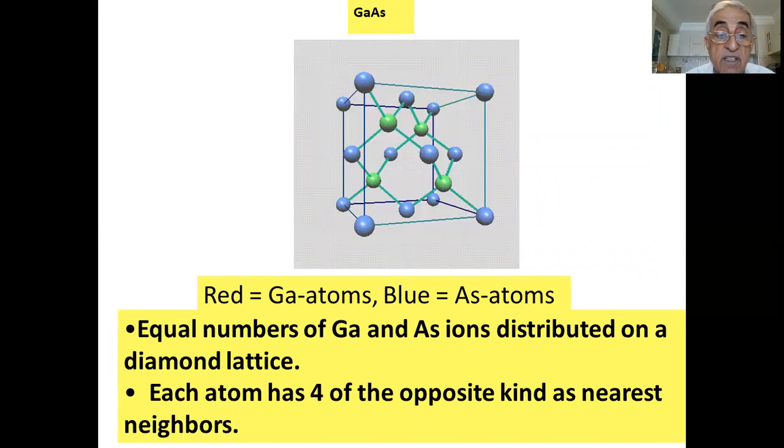Here in this figure, the red atoms are gallium atoms and the blue atoms are As atoms. An equal number of Ga and As ions are distributed on a diamond lattice. Each atom has 4 of the opposite kind as nearest neighbors. It can be seen that there are 2 types, red and blue atoms.